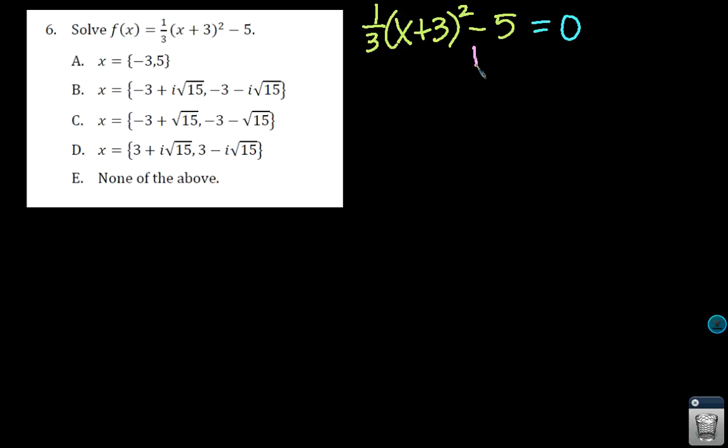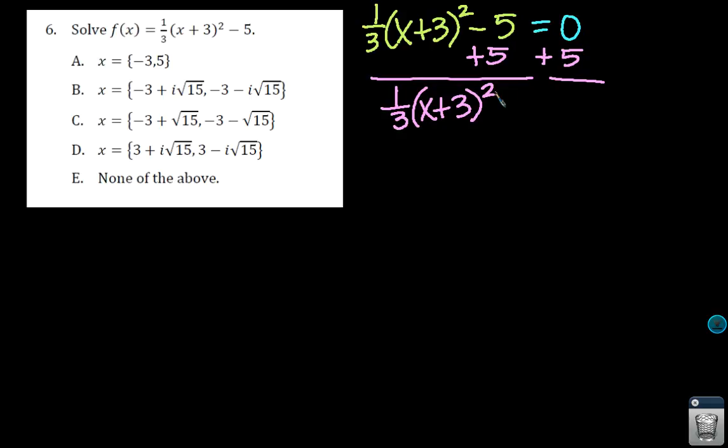So the first thing I want to do is add 5 to both sides. So I have 1/3 times x plus 3 squared equals 5. Now I want to get rid of this 1/3, so I can divide by 1/3, and dividing is the same as multiplying by the reciprocal, so I'm going to multiply both sides by 3.